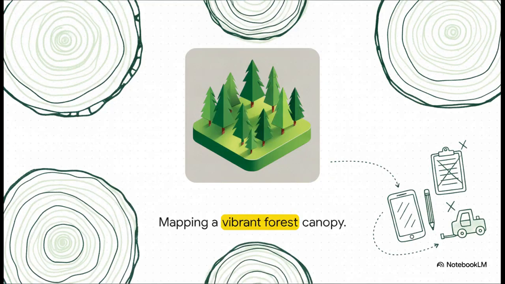Okay, let's dive into this. Imagine you're tasked with mapping a dense, vibrant forest canopy like this one, and you have to measure its exact carbon sequestration value. Historically, that meant heavy equipment, clipboards, and, honestly, a lot of guesswork. But the overall goal with Enotree is to empower surveyors to map these dense green assets with literal military-grade precision using nothing but the smartphone in their pocket.